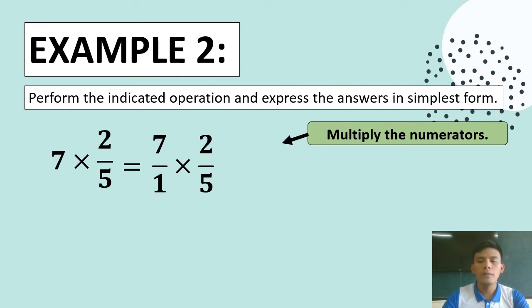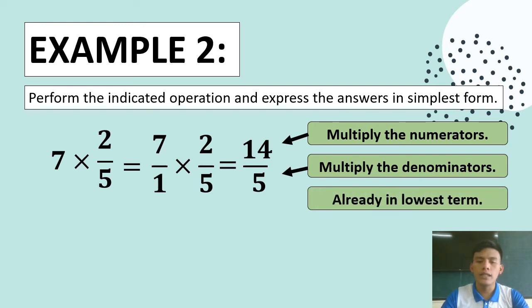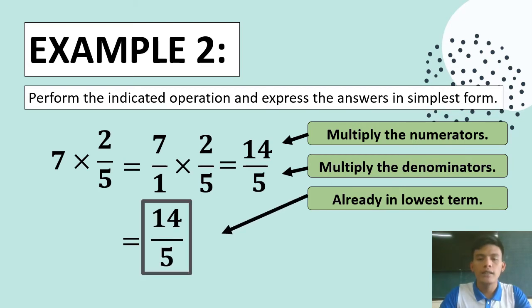Step 1. Multiply the numerators. 7 times 2 is 14. 1 times 5, you need to multiply the denominators, and that's 5. 14/5. To reduce that into lowest term, as you can see, 14/5 cannot be reduced into lowest term. And that's your final answer.